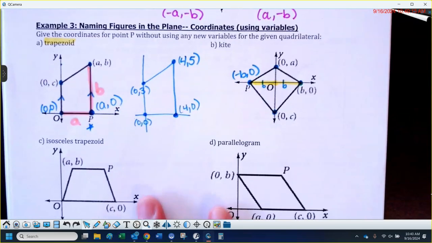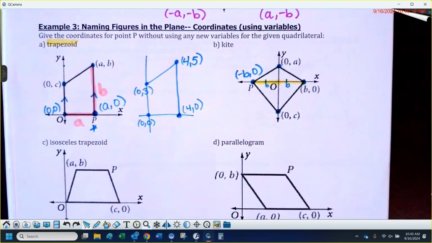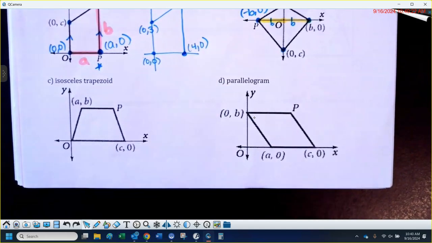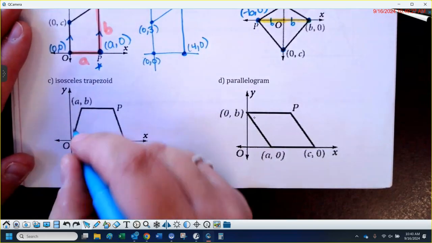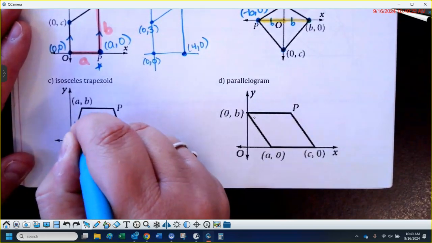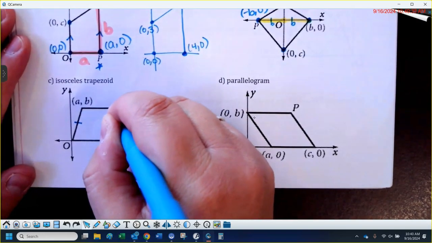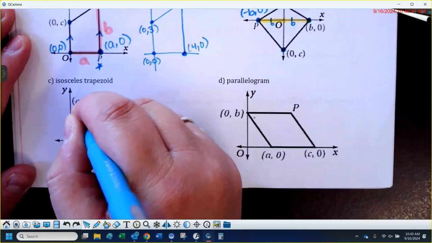Okay, now the two at the bottom, these are both tricky. So the first one I have here, this is an isosceles trapezoid. And if you have an isosceles trapezoid, the two sides that are not parallel to each other are equal. That's not necessarily going to help you write the coordinates of that point that we need to find here, which is point P. But that's what an isosceles trapezoid is, just to review.